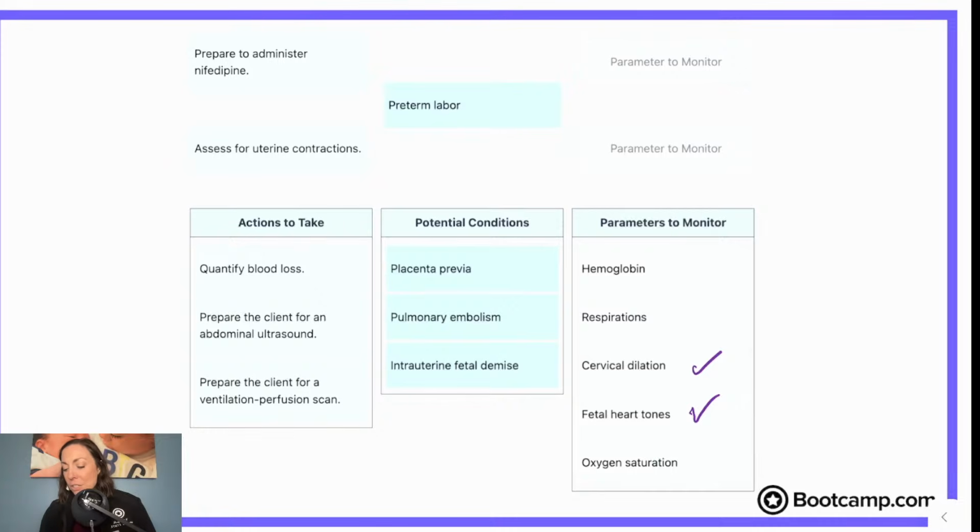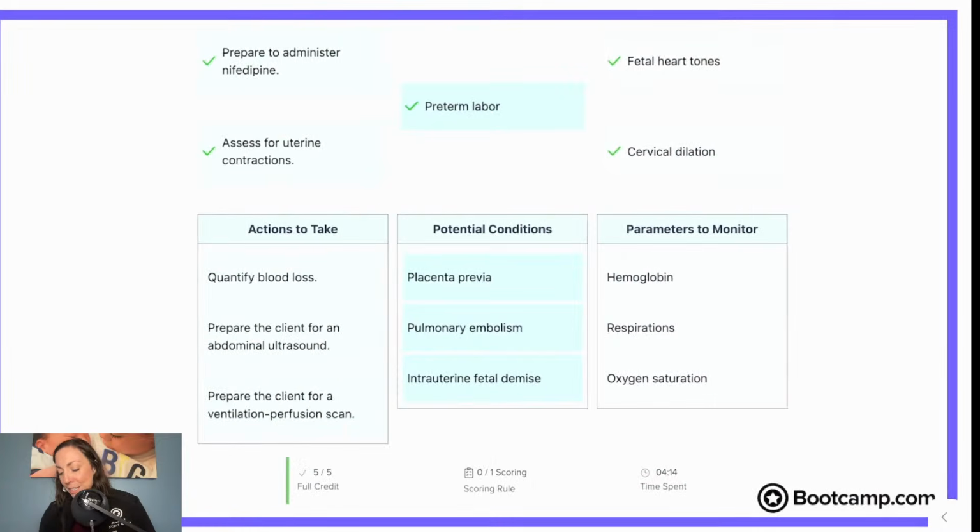All right, so let's check now all of our answers. We see that we're correct here. So we have a client in preterm labor. We'll give her nifedipine, a tocolytic. We're going to assess those uterine contractions. We'll check fetal heart tones and cervical dilation to see if our interventions have worked.